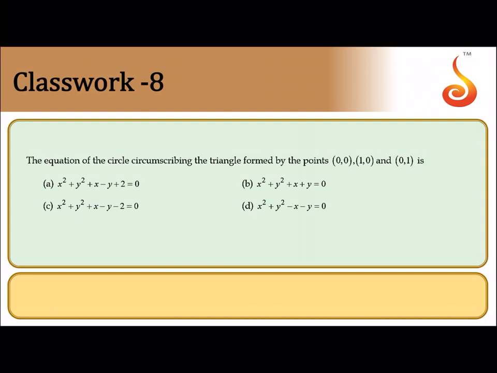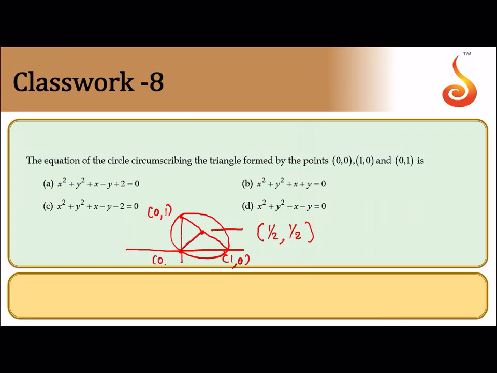Example 8. Find the equation of a circle circumscribing a triangle formed by these points. If you look at these points, one point is origin, another point is 1, 0, another point is 0, 1. So it is a right angle triangle. This is a right angle triangle circumscribed like this. So obviously in a right angle triangle, the center will lie on the midpoint of the hypotenuse. The center will be 1 by 2, 1 by 2.